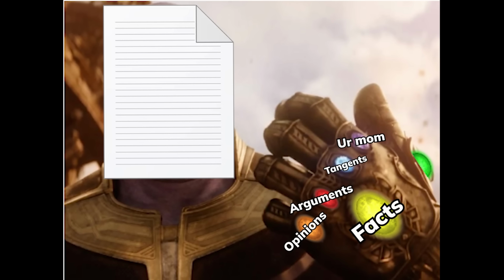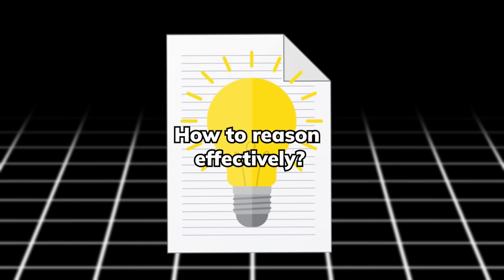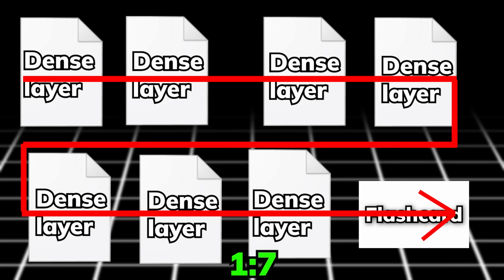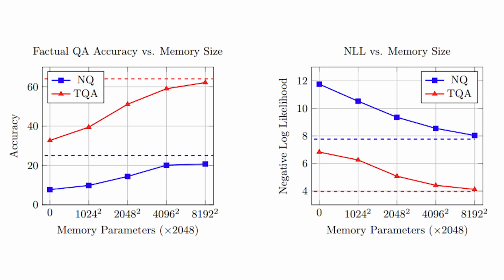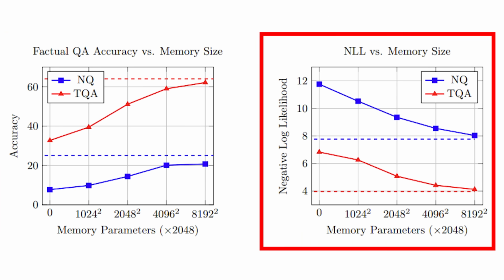A regular node is simply too versatile because it can contain more than just factual knowledge. Ideas such as how to reason effectively are stored within nodes rather than flashcards. So in the actual experiment of the research papers, the best ratio for replacing the dense layer with a memory layer is 1 in every 8 layers, and it can increase the accuracy by 2 times on factual benchmarks and uses less compute as memory layers are sparsely activated.